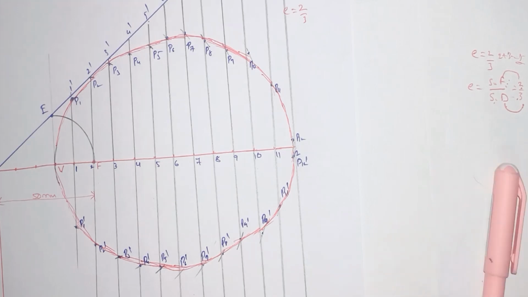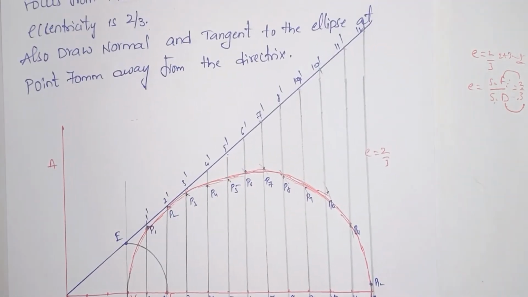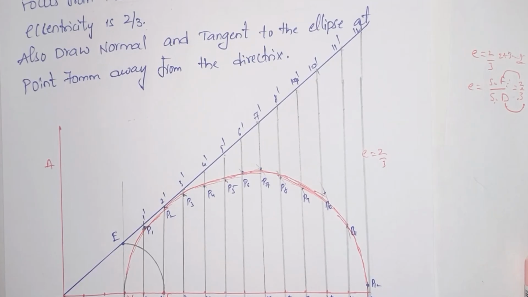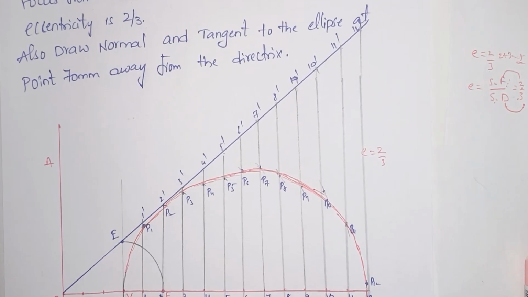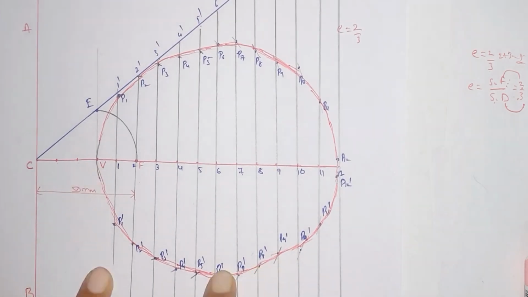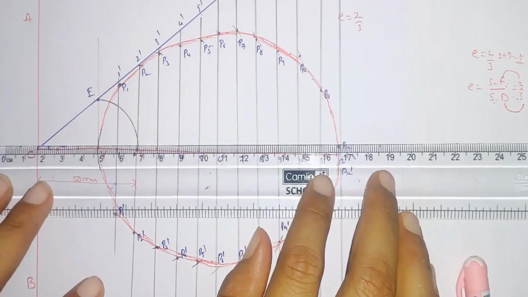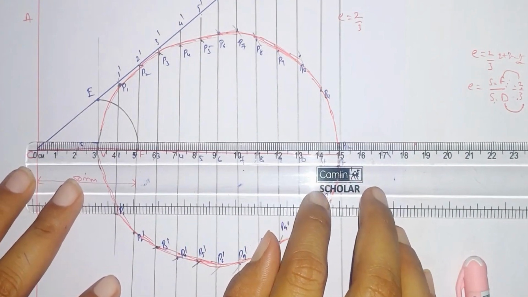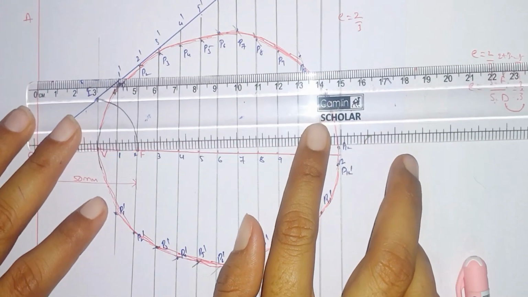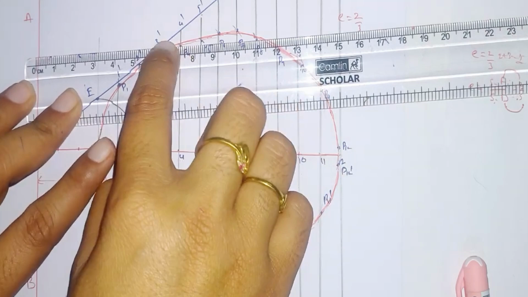Then, as I already mentioned, also draw a normal and tangent of the ellipse at 70 away from the directrix. Means this is the ellipse, 70 from the directrix. From the directrix you have to mark 70 above, away from it, means this point is 70.